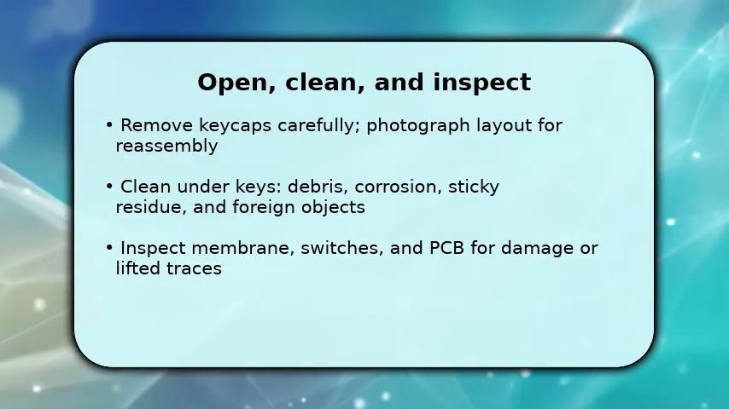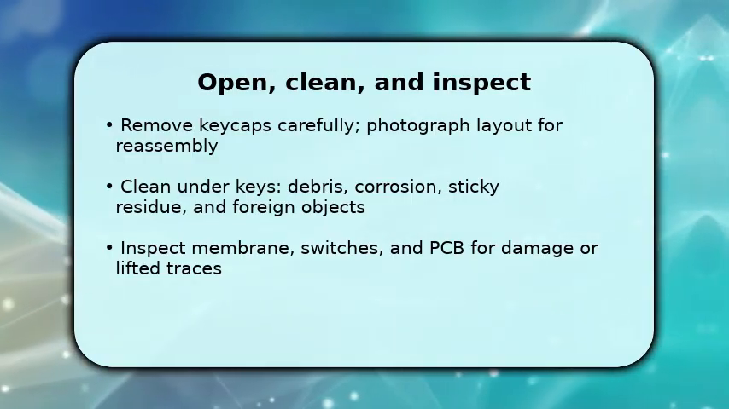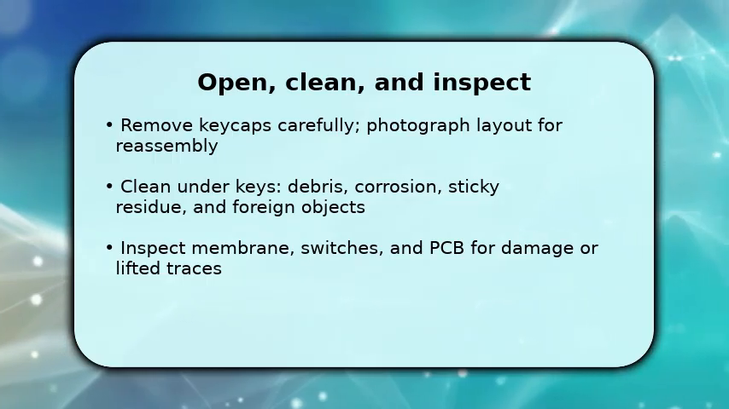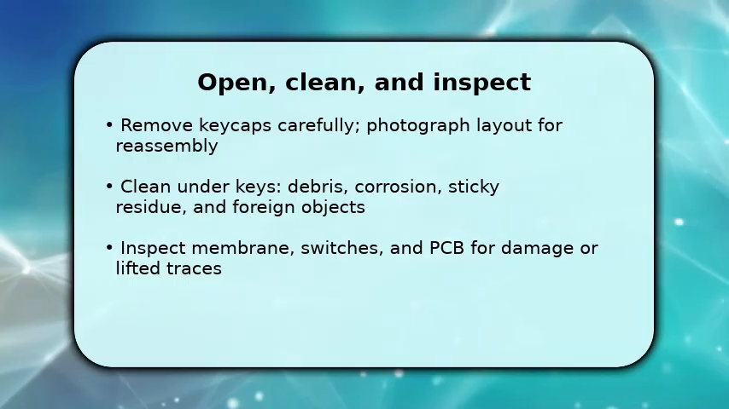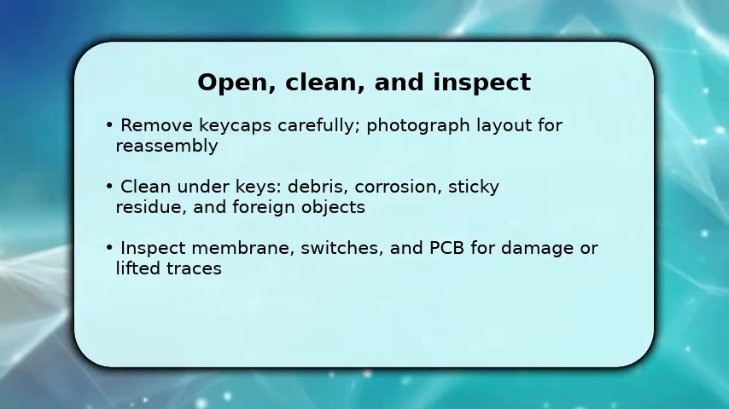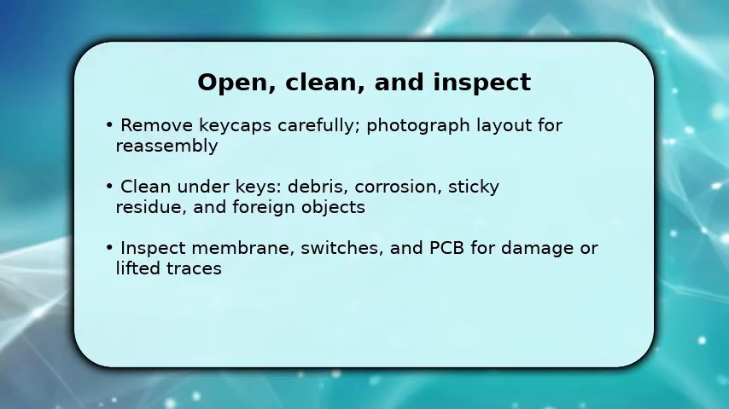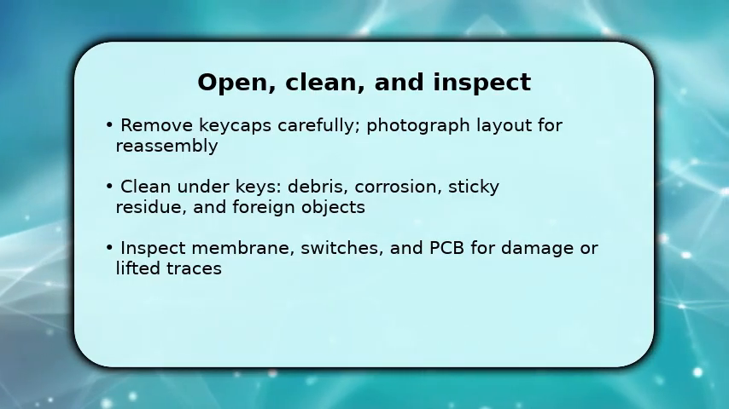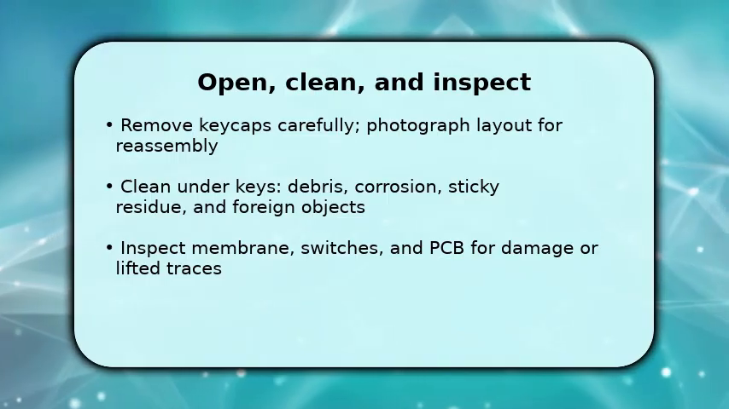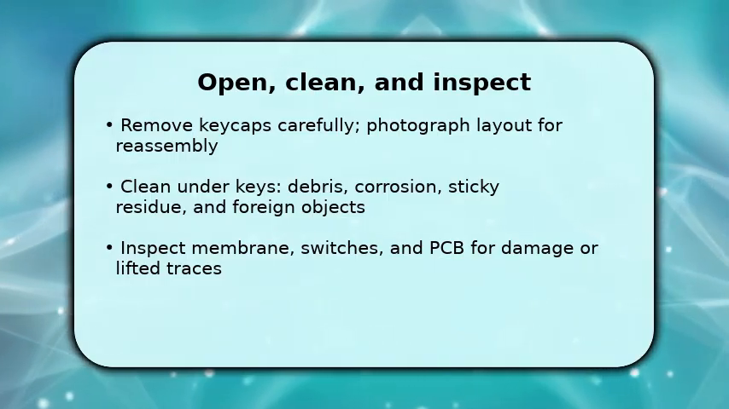Then use compressed air and a soft brush to clear debris and sticky residue under each switch, and isopropyl alcohol on cotton swabs for stubborn gunk. Once clean, inspect the membrane or switch housings for corrosion, broken clips, or lifted PCB traces. If you find a loose ribbon cable or misaligned connector, reseat it now. Poor contact is a frequent cause of wrong keys.